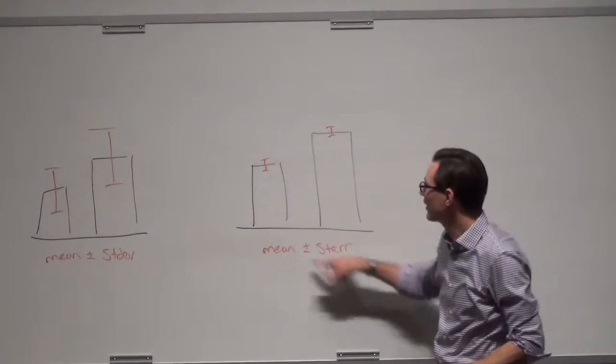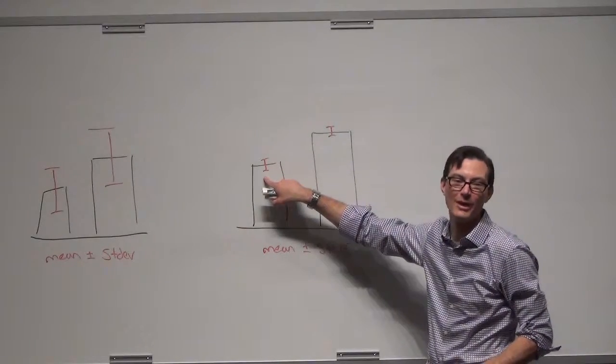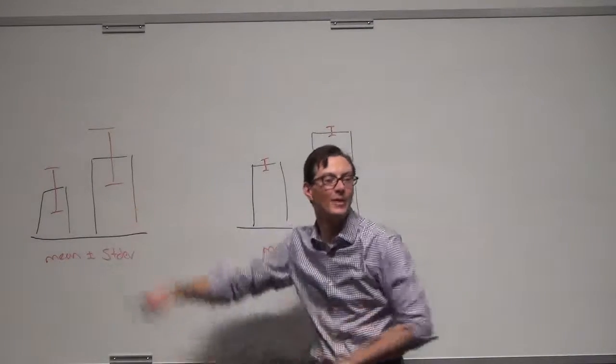But you really want to understand what these error bars are saying. These error bars are telling you about where the mean might fall. These error bars are telling you where a random animal from the population might fall.